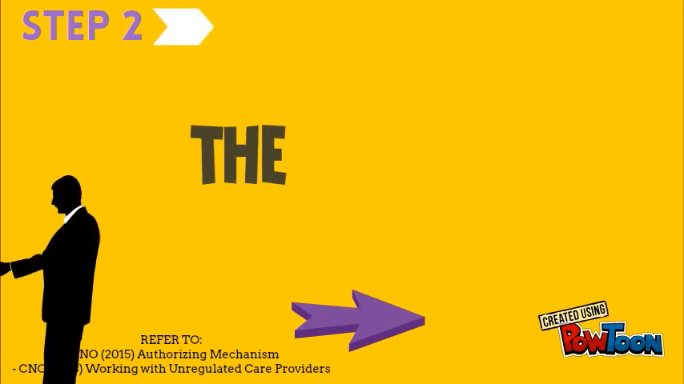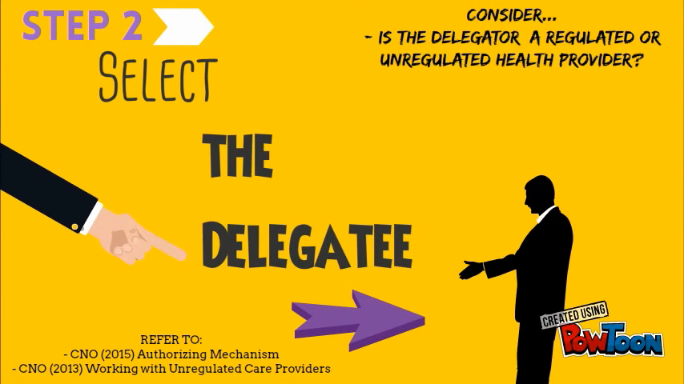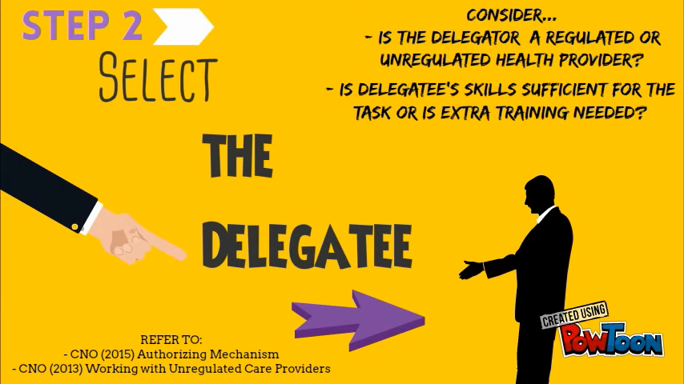Step 2. Select the delegatee. Consider, is the delegatee a regulated or unregulated health provider? Are the delegatee's skills sufficient for the task, or is extra training needed? If you cannot answer these, refer to CNO's authorizing mechanism or working with unregulated care providers or your hospital institution's policies. Step 3. Delegate task.